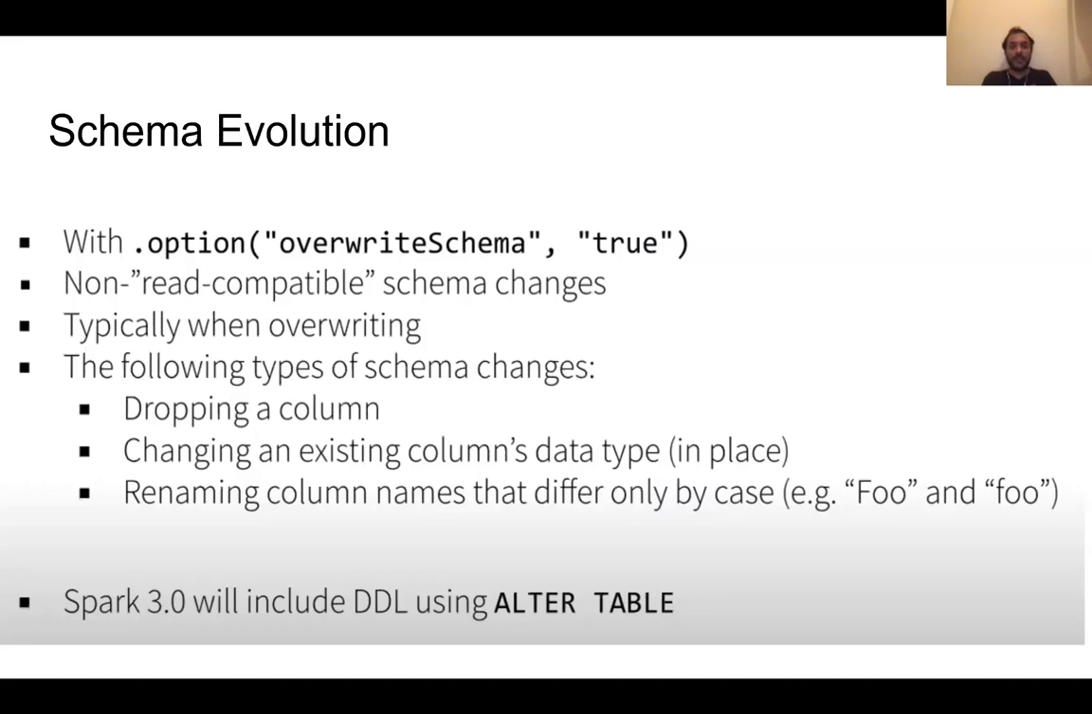Non-read-compatible schema changes. Some schema changes are not compatible for reading by the Spark API. How can we deal with that? Typically, when you overwrite, everything is overwritten. You don't even have the other historical data once you overwrite. The following types of schema changes: dropping a column, adding a new column, changing the data type of a column, and changing the column name. Now, renaming column names that differ by case.